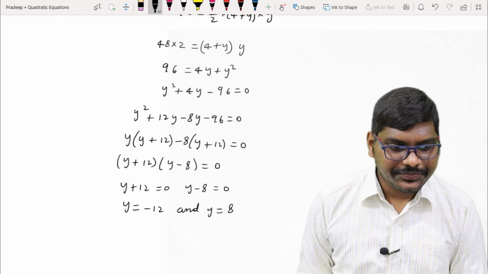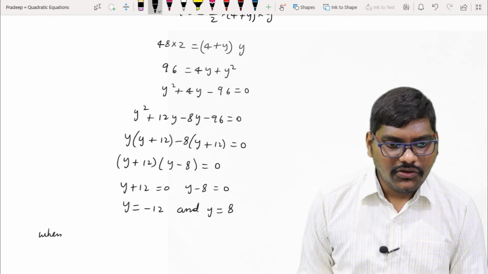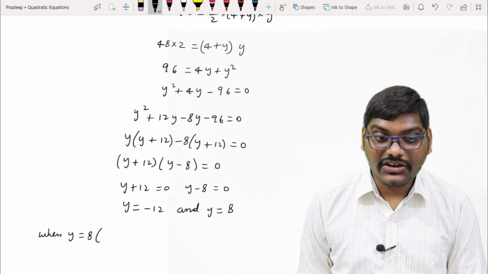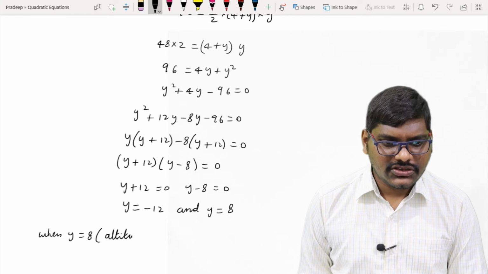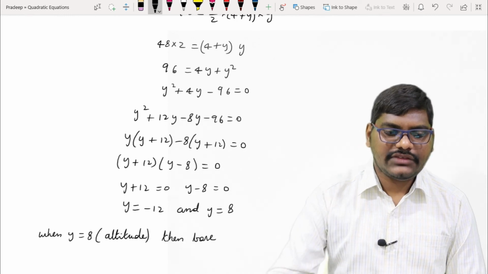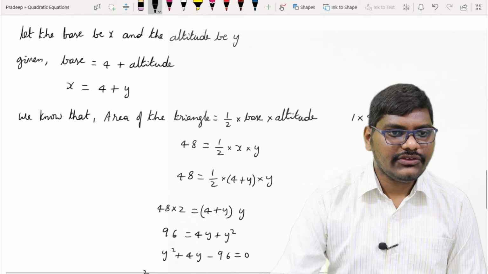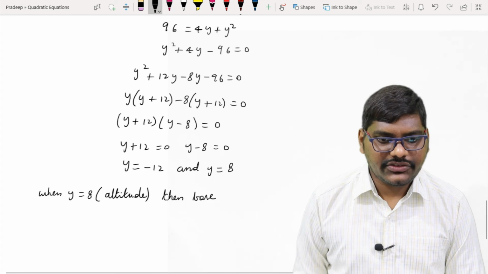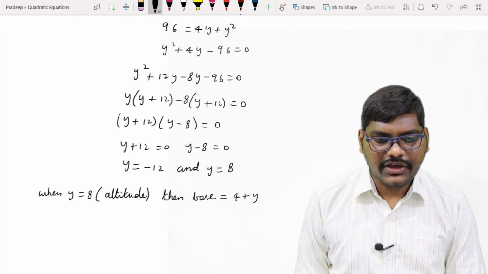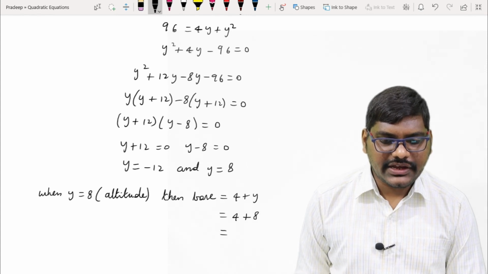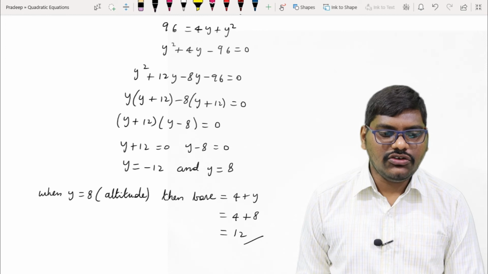So I can write here, when y equal to 8, that is nothing but the altitude, not the base. Alright, so then what is the base? Base we have taken above, that is here we wrote base equal to 4 plus y. So I'll write over here base equal to 4 plus 8, which is 12. So 8 plus 4 is 12 is the value which we got.